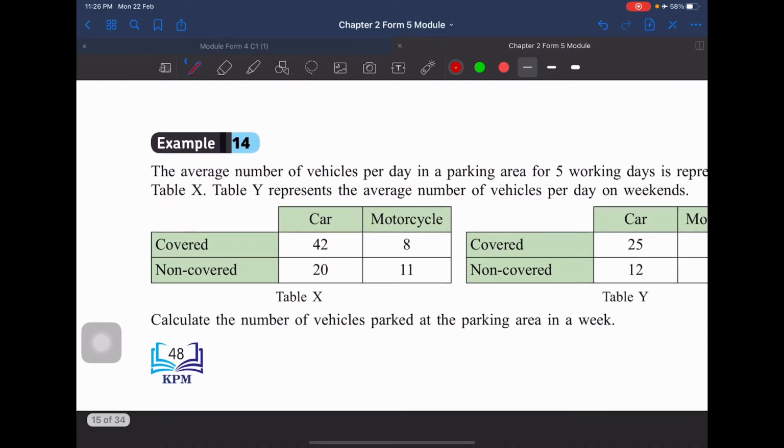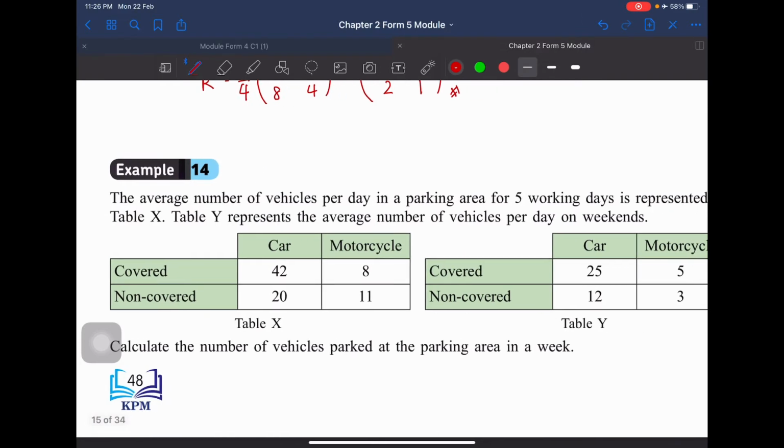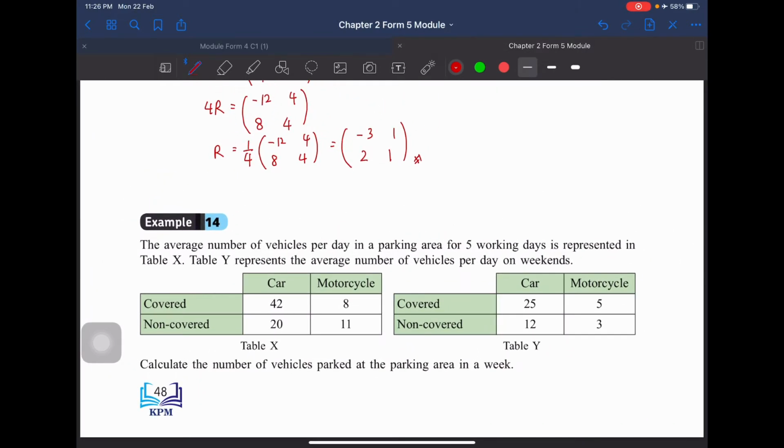Okay, let's proceed to number 14. You have the average number of vehicles per day in the parking area for 5 working days represented in table X. Table Y represents the average number of vehicles per day on the weekend. Table X is the parking area on working days, weekdays, Monday until Friday, and this one is for the weekend, Saturday and Sunday. Calculate the number of vehicles parked at the parking area in a week.